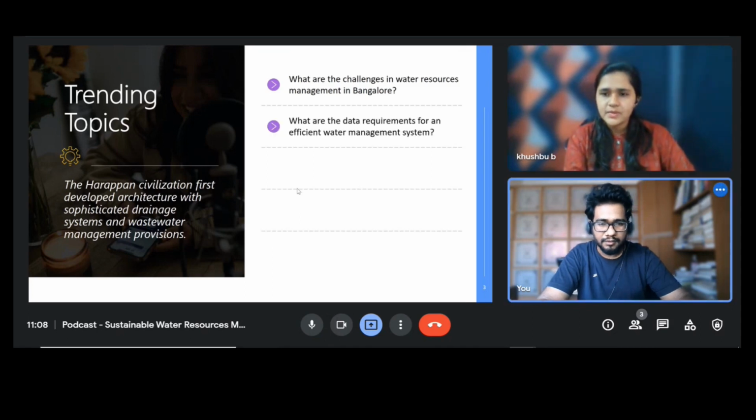Got it. When you spoke about the data requirements, what exact type of data, or what format of data, is useful for an efficient water management program like this?